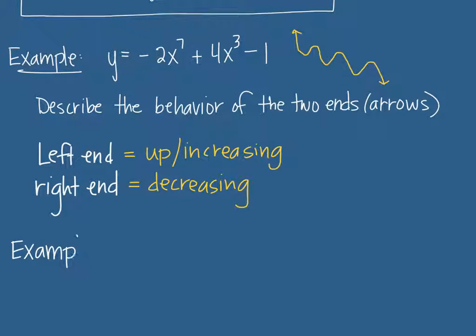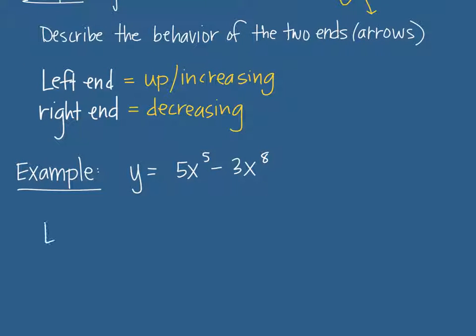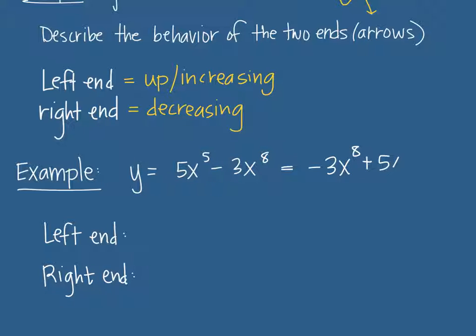Okay, last example. y equals 5x to the 5th minus 3x to the 8th. Okay, so yes, tricky because I gave it to you in the wrong order. And so you want to make sure to put it in the right order, so switch it around. So negative 3x to the 8th plus 5x to the 5th.